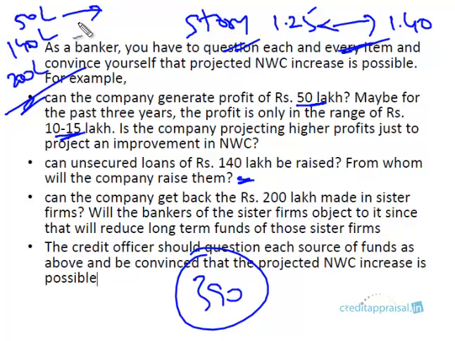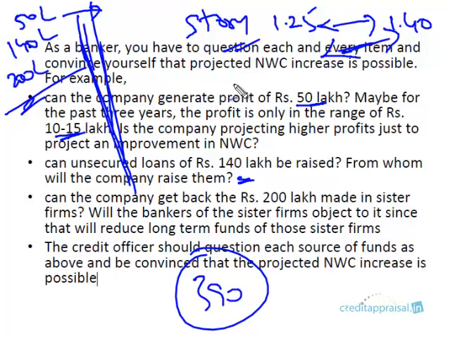And if you are convinced of all those things, then only you can say, okay, the company will improve the NWC. Right? Company will say 100 things. They will say 100 odd things. These are the sources of funds. We are going to get so much funds. This is how we are going to improve NWC. You have to critically question each and every assumption.